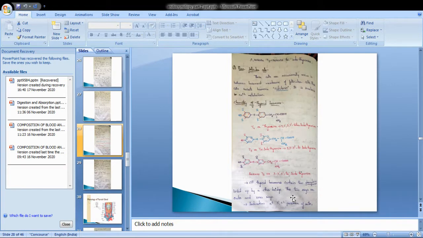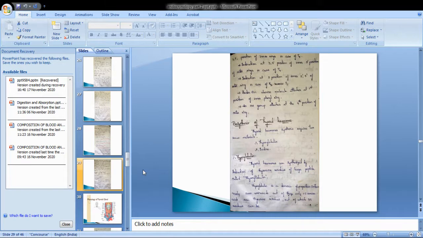Next, let us discuss the biosynthesis of thyroid hormone. Thyroid hormone synthesis requires two raw materials: thyroglobulin and iodine. Let us discuss thyroglobulin protein. Thyroid hormones are synthesized by iodination of tyrosine residues of a large peptide called thyroglobulin.